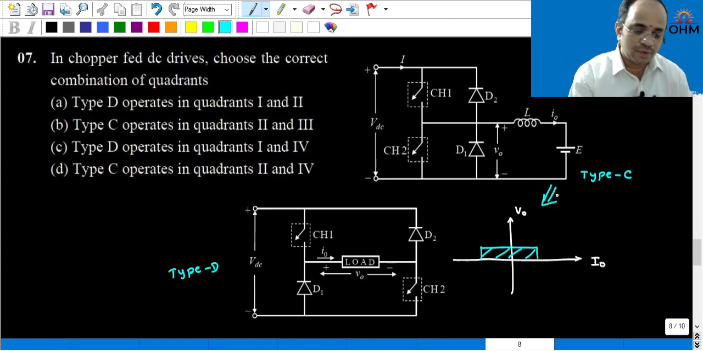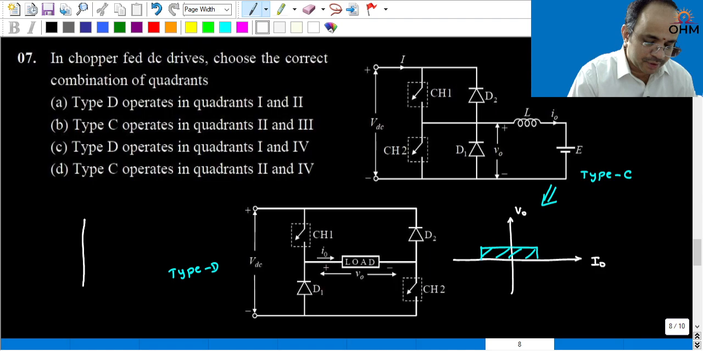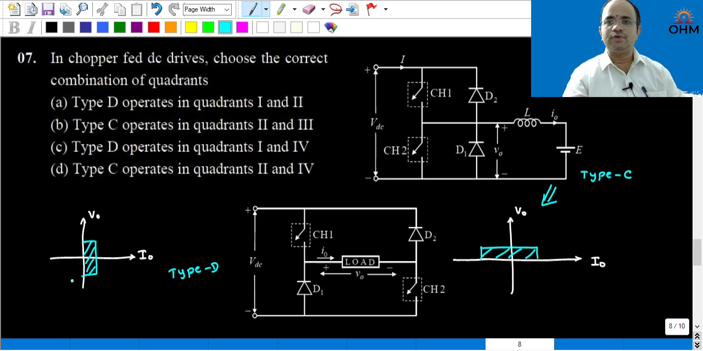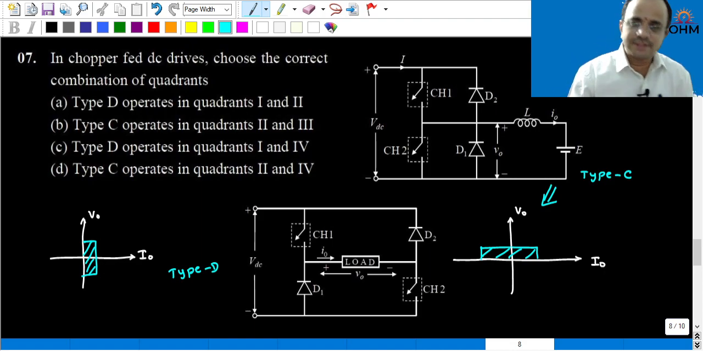Okay, now coming to type D chopper, I0 and V0, and you will have quadrants of operations, first and fourth quadrants. So this is the basic concepts discussed in the class. Whenever you get a doubt, if you recollect the circuit diagram, then you can easily answer this.